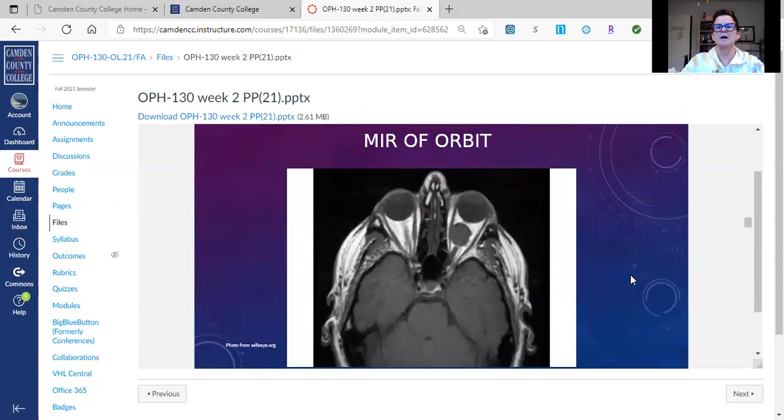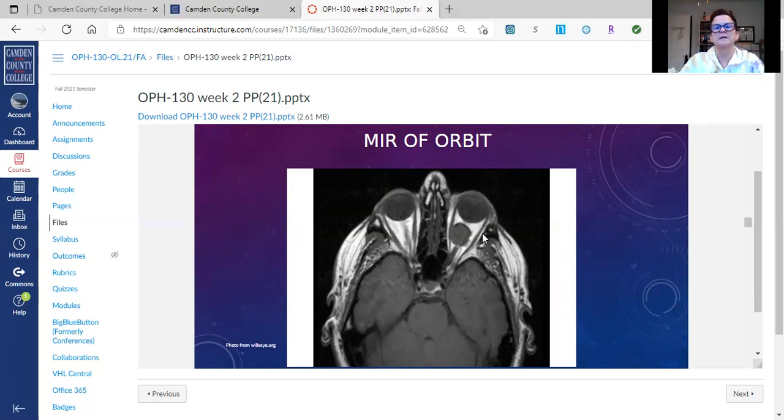But this is what an MRI of the orbit would look like. So remember we said it's not so great with bones, but it's really great with tissue and fluid. So let's take a look here. Again, this is a view we're looking from under the patient. This is the brain here. This is all the sinuses. Here is the globe. This is the optic nerve. This is all the orbital fat and some of the extraocular muscles.